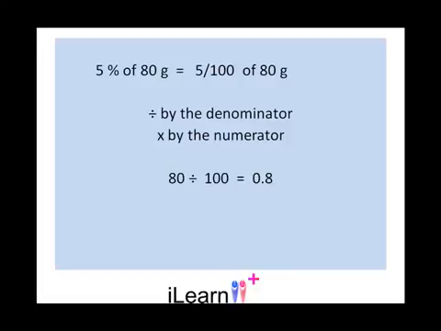Now you are going to multiply that by the numerator. 0.8 multiplied by 5 equals 4. Five percent of 80 grams equals 4 grams.